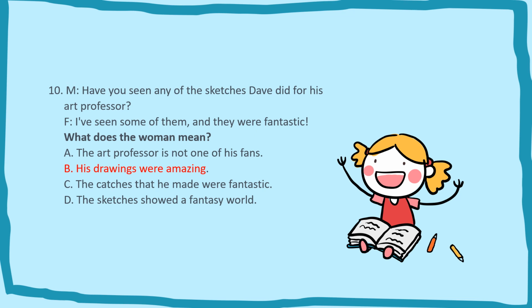The correct answer is B. His drawings were amazing. In the first line, Dev asked the woman about the sketches he made for his art professor. Then the woman answered that she had seen several and some of them were extraordinary. So this woman said that the pictures were amazing. The correct answer is B.